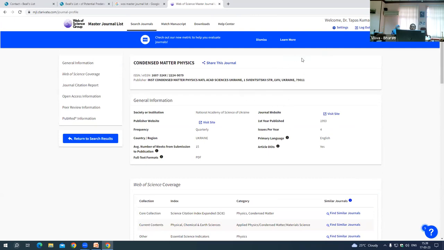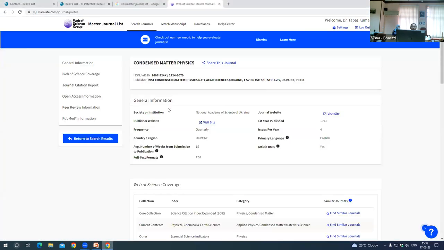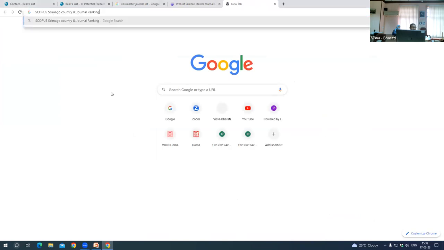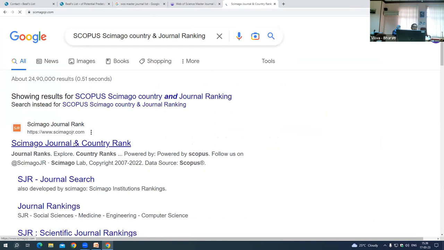Now, next teacher is already here, so I have to complete this weekly. Now we have to complete. As for Scopus, Scimago, you see another platform we can use to select a particular good journal.